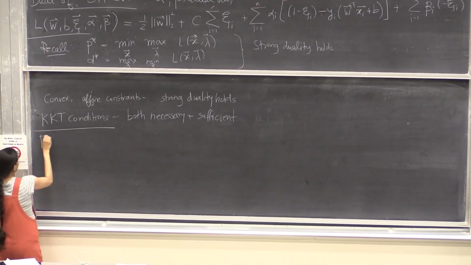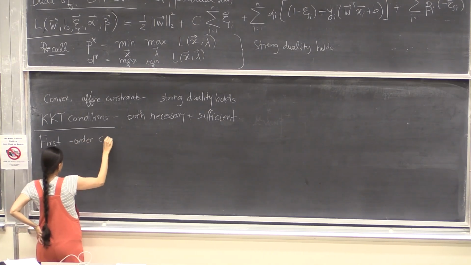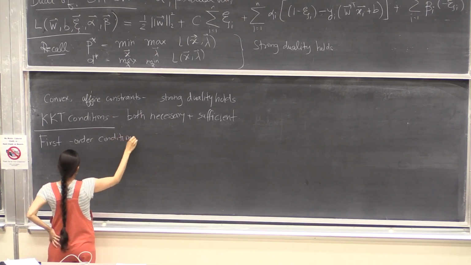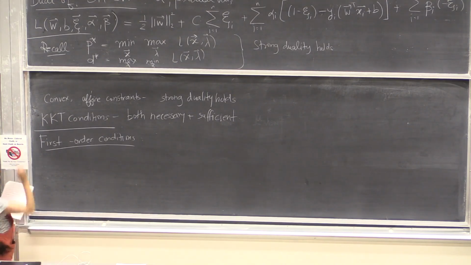So I want to first focus on the first order conditions. And what are the first order conditions? Well, I have three primal variables, right? W, B, and psi. So I'm going to take gradients of the Lagrangian with respect to them, and these must all be equal to 0, right? That's the first order condition from the KKT conditions. Everyone remember? We have primal feasibility, dual feasibility, then we have the dual variables, and then we have complementary slackness, and we have these first order conditions.